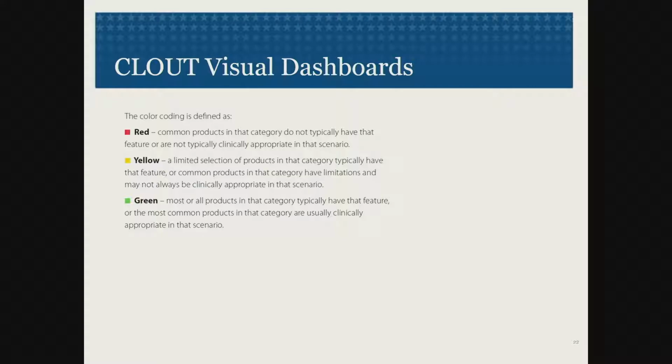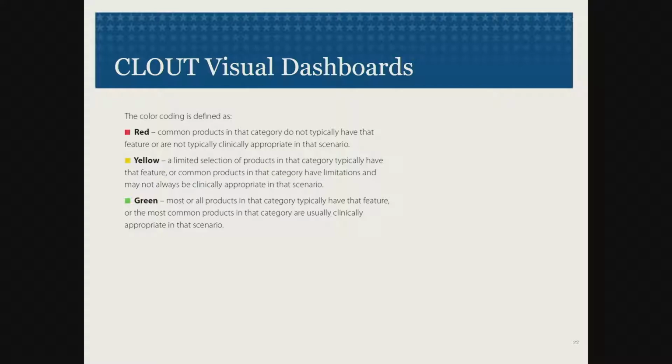Yellow is sort of in between, caution. A limited selection of products in that category typically have that feature, or common products in that category have limitations and may not always be clinically appropriate in that situation. So you have to use your judgment or look at only certain models in that case. And green is more of a green light.